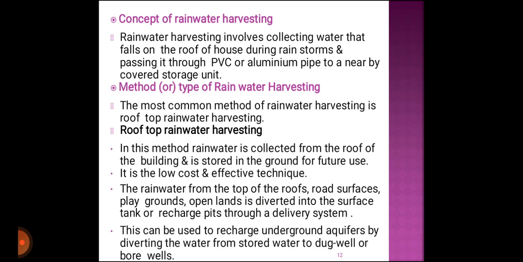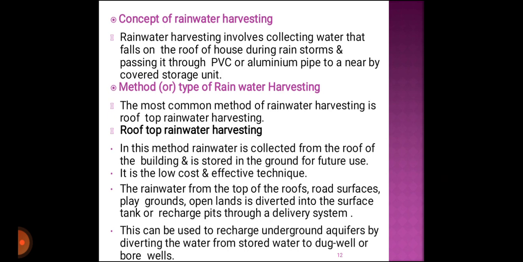So in the house, we have to maintain the roof. From the roof of the building, the water is stored in the ground for utilization. It is a low cost and effective technique. The rainwater from the top of the roof or road surfaces, playgrounds, and open lands is diverted into the surface tank or recharge pits through a delivery system. So the water level in the ground will be increased. This can be used to recharge underground aquifers by diverting the stored water to a dug well or a bore well. So these are all simple methods to maintain the water in the ground.